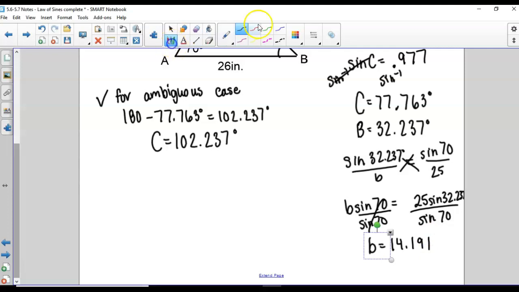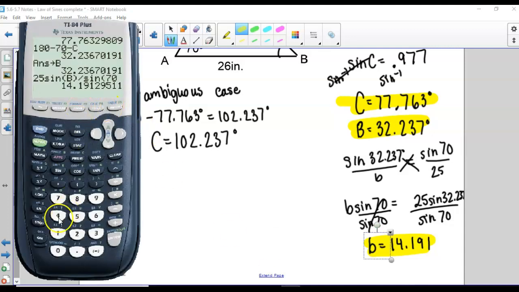So what we have here is one set of answers. One set of answers is that angle C is 77.763, angle B is 32.237, and side B is 14.191. And you're only halfway done because that's one set of answers, but C also could be 102.237.